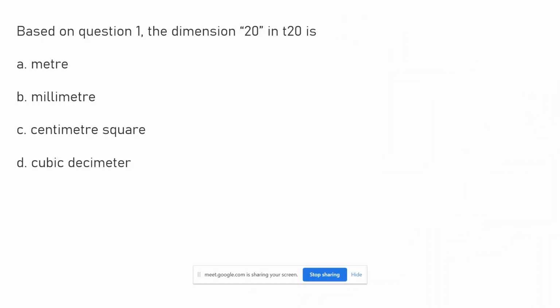So the next question is, based on question 1, the dimension 20 in T20, is it meter, is it millimeter, is it centimeter square, or is it cubic diameter? So if you know the answer, you can put it in the chat box.